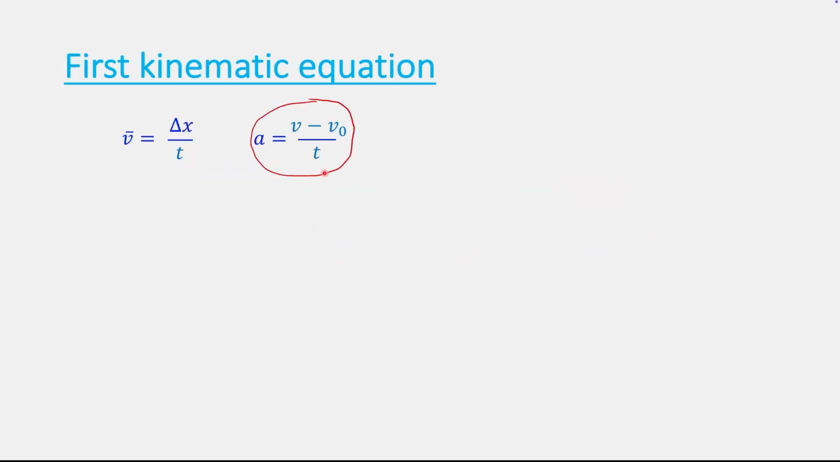Now take this equation. Multiply t on both sides, you get at is equal to v minus v0. Solve for v by moving this term to the left-hand side, you get v equals v0 plus at. This is the first kinematic equation.